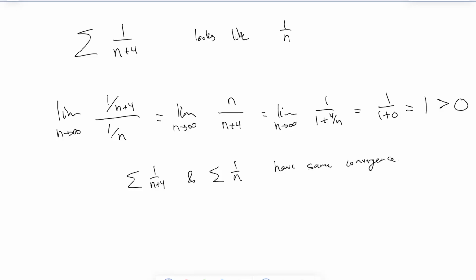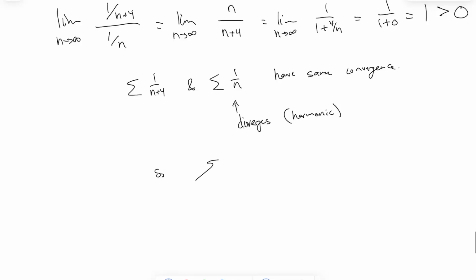And what is it? Converges or diverges? It diverges, because 1 over n is the harmonic series which diverges. This one diverges. That's the harmonic. So the sum of 1 over n plus 4 diverges. All right, that'll do.